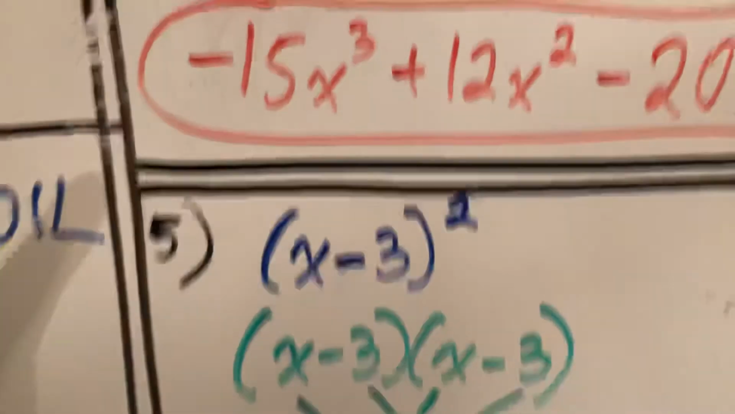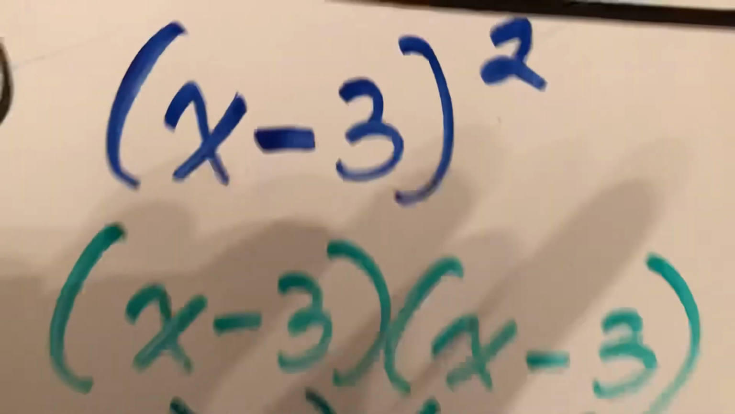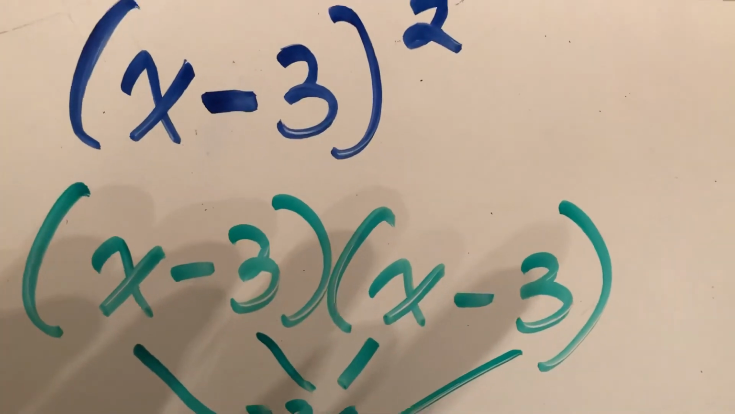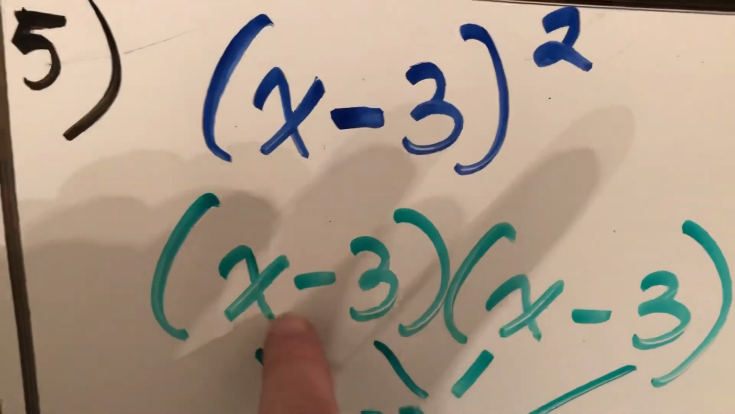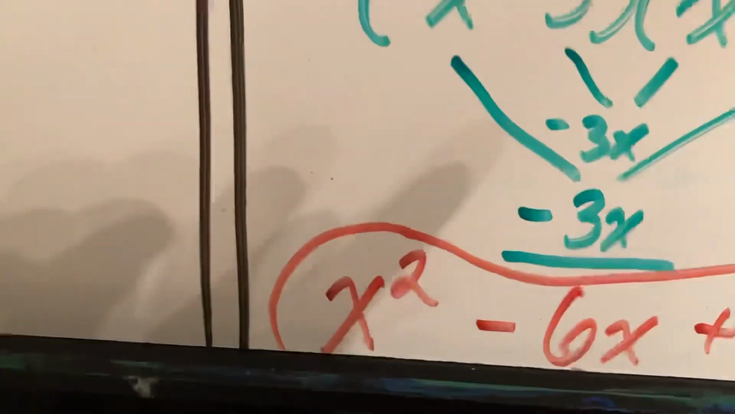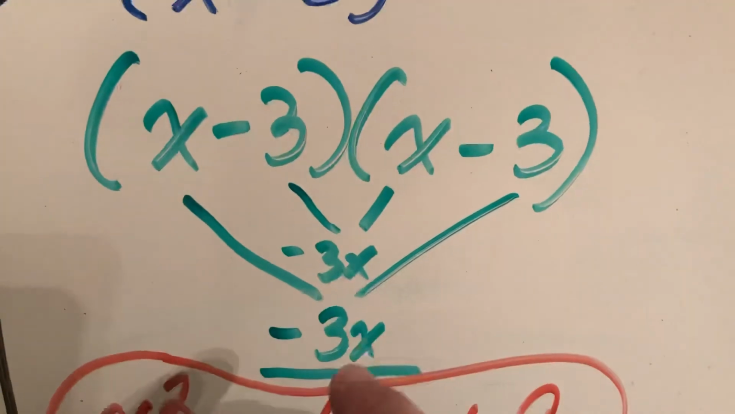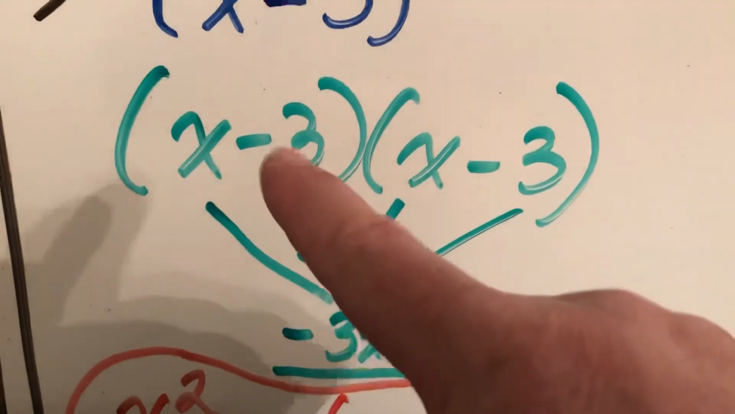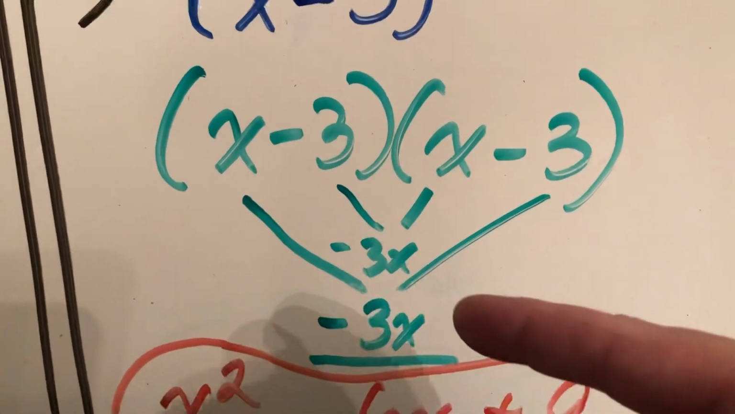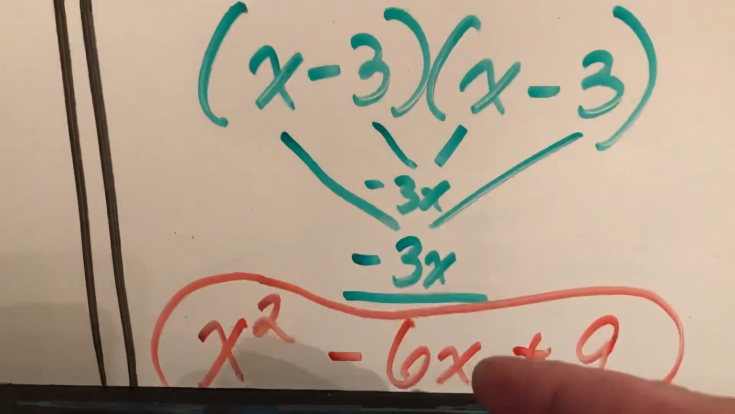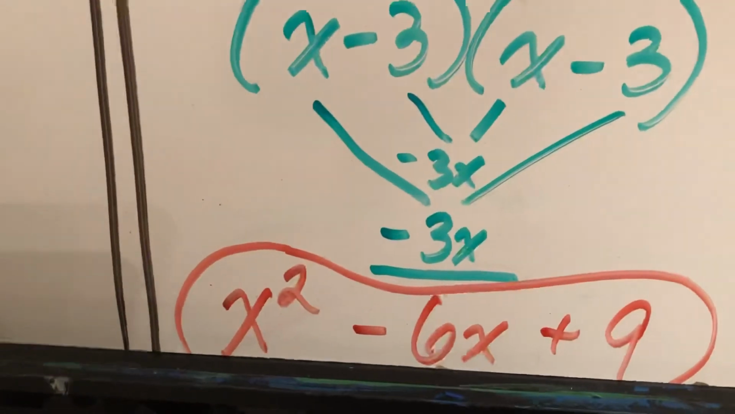Okay. And now here's one more situation. What if you see a problem like this? X minus 3 squared. That means x minus 3 times x minus 3. So we're going to FOIL. First, what's x times x? So x times x, x squared. Outermost terms, x times negative 3, negative 3x. Innermost terms, negative 3 times x, negative 3x. Combine the like terms, negative 3x, negative 3x, negative 6x. Last, negative 3 times negative 3, positive 9.